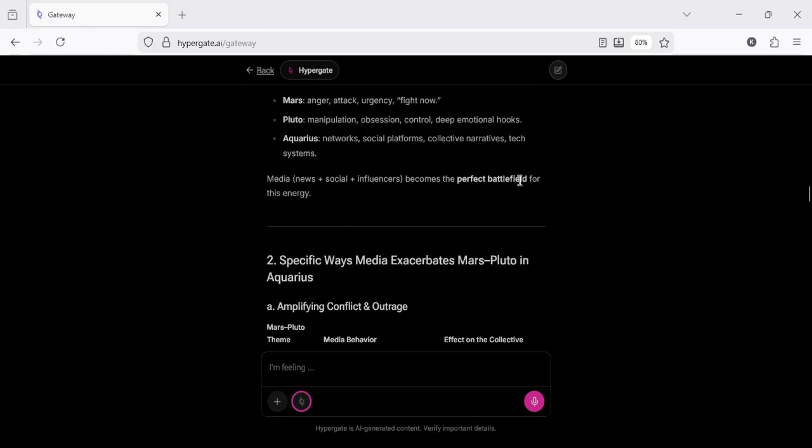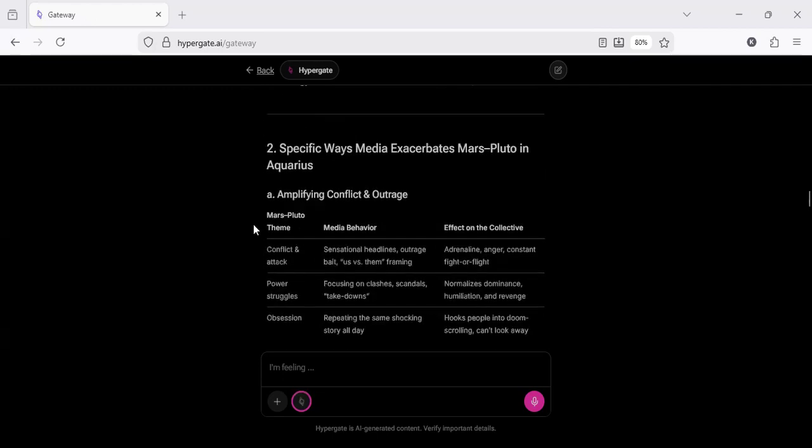Media is the perfect battlefield for this energy. Okay, specific ways media exacerbates this: sensationalized headlines, outrage bait, us versus them framing. I think it's important that we see how this astrology is forming this frequency, but it's up to us how we react within it. So the effect on the collective: we get adrenaline, anger, constant fight or flight. But you can use this adrenaline differently. You don't have to get angry and involved in somebody else's fight. You can use it for the creative flow of what you need to be bringing forth from within yourself.